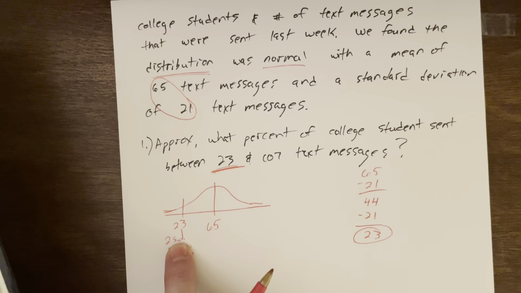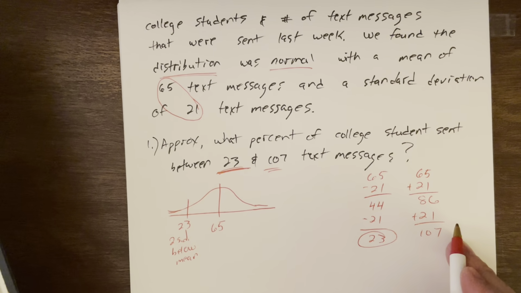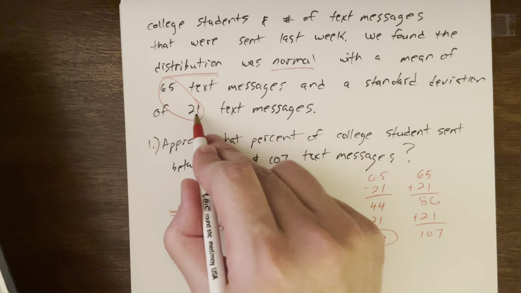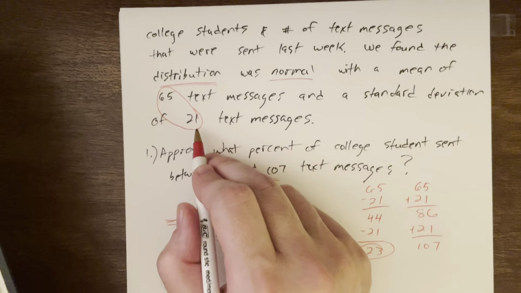How about 107? Well, 107 is bigger than 65. How much bigger? I'll add 21, and I get 86. Still not there, so I'll add 21 again. There's the matching 107. And in the same way, notice it's not random that I'm adding or subtracting 21. 21 was given as the standard deviation.